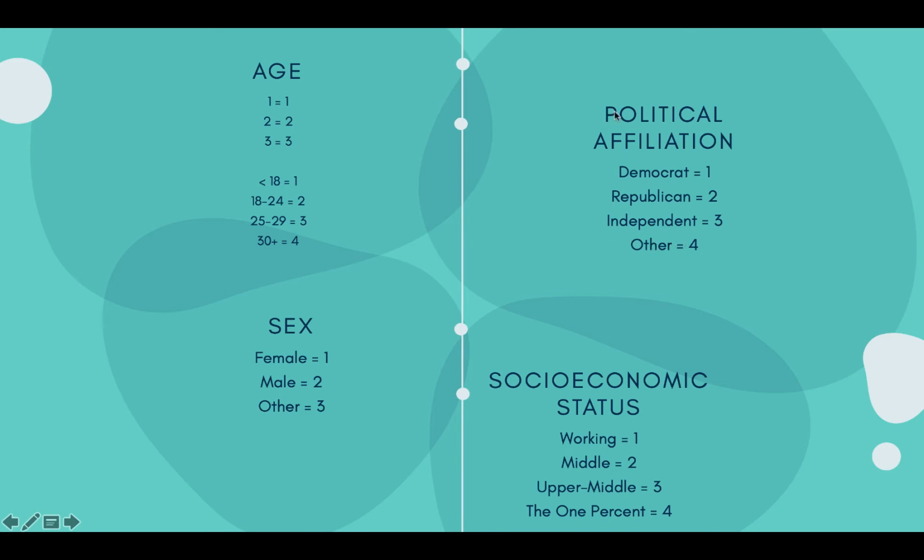So with political affiliation, we can assign numbers. These numbers don't mean anything, but we can assign numbers to them. This kind of harkens back to that idea of checking the code book. If somebody says, I voted Democrat in the last election, but the code there is 1, you wouldn't know that without looking at the code book. And next we have socioeconomic status. We can attach 1 to working, 2 to middle, 3 to upper middle, 4 to the 1%.